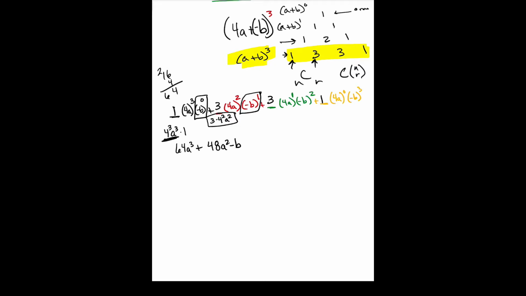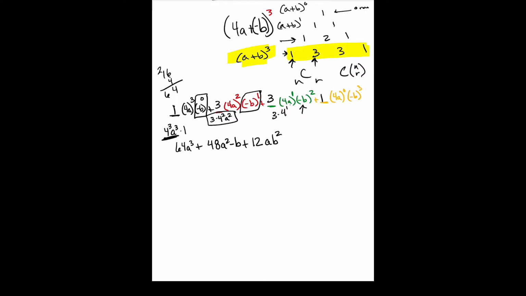Okay, and so for the next part here, I'm going to have 4 raised to the first, that's just 4, times 3, right? That's going to be 12. So plus 12 times a, and then here negative b squared is just going to be b squared.